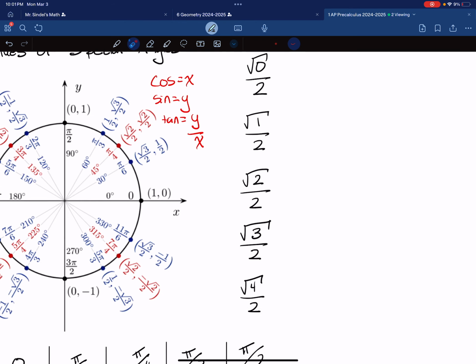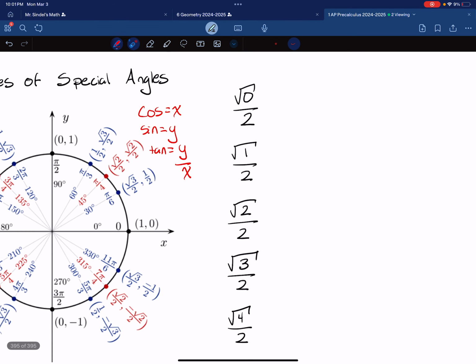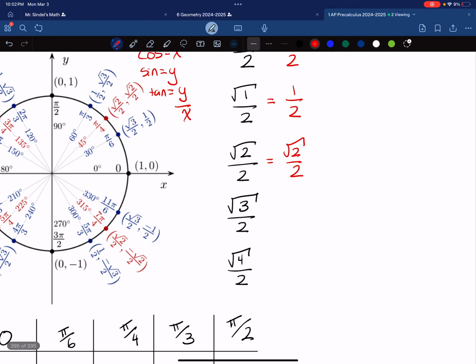So I'm going to simplify all these to see what they really are. When I have the square root of 0 over 2, this is simply 0 over 2, and 0 divided by anything other than 0 is 0. The square root of 1 over 2 is simply 1 over 2, or 1/2. The square root of 2 over 2, that can't be simplified. It's still the square root of 2 over 2. Nothing can be done. The square root of 3 over 2, again, nothing can be done. It's just the square root of 3 over 2. And the square root of 4 over 2, the square root of 4 is 2, and 2 divided by 2 is 1.